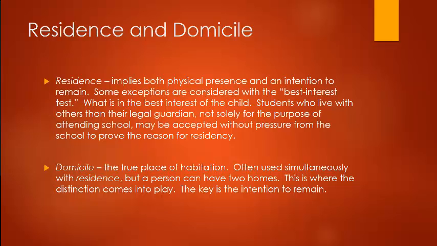So domicile is the true place of habitation, often used interchangeably with residence. But a person can have two homes. We don't see this much in Oklahoma, other than maybe with divorced parents. The key here, though, is the intention of the child to remain in one place or another, and that's how we can determine residency.